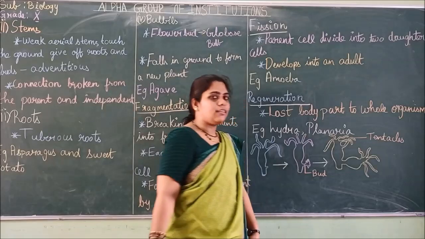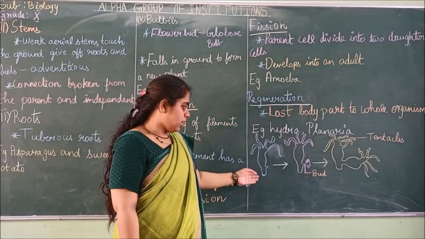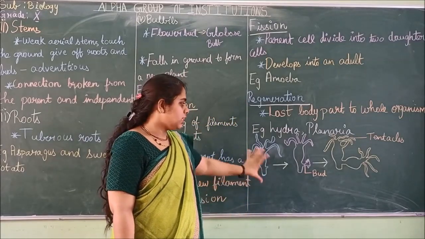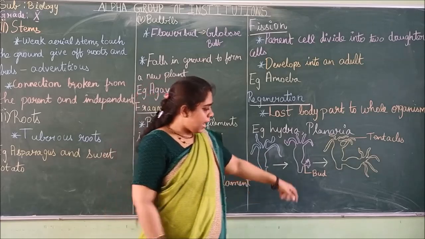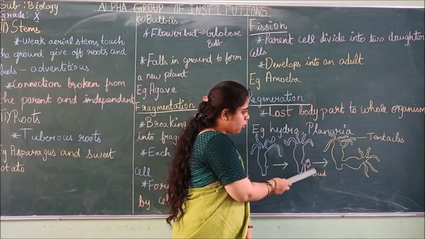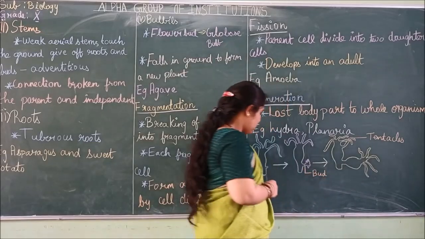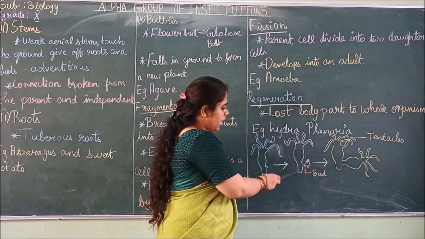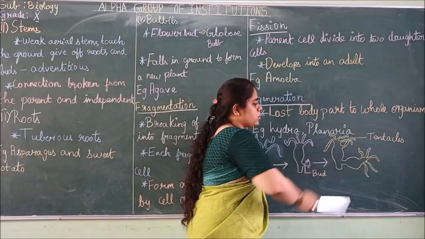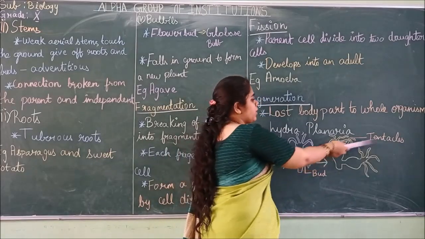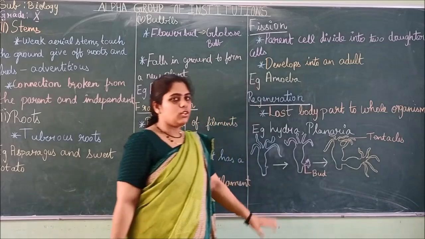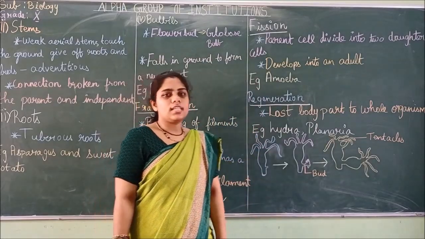Examples are hydra and planaria. I have drawn a diagram here. The hydra is present and here the bud is formed and it develops into a new hydra. A notch is formed and the bud forms into a new organism, and here you can see the tentacles. So this is what is happening in regeneration.